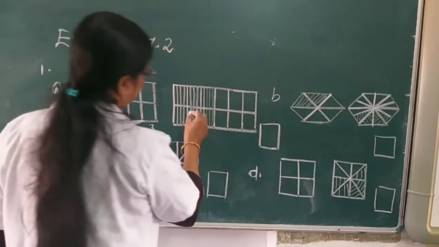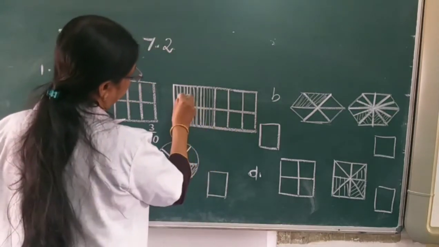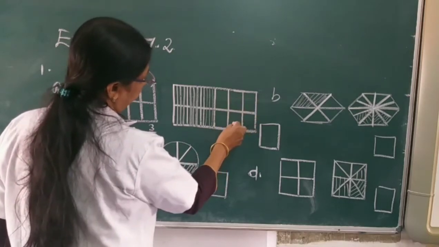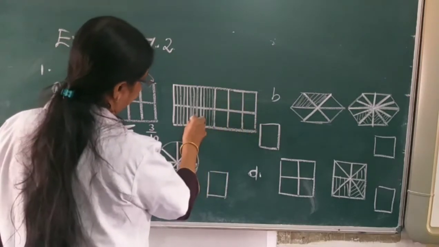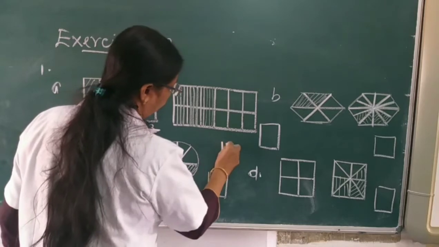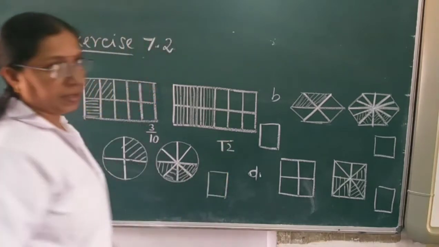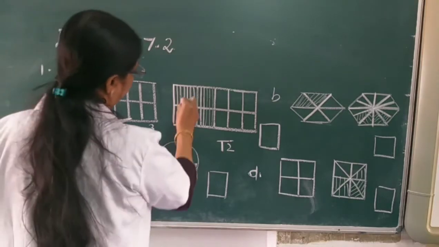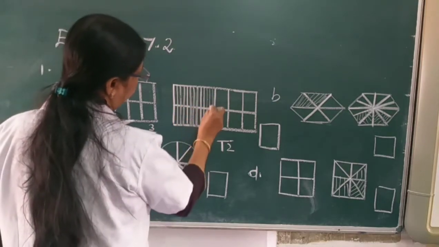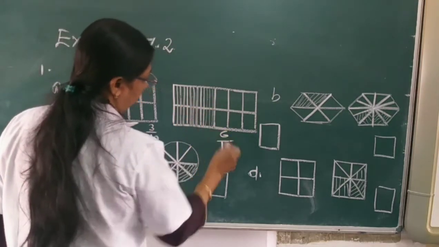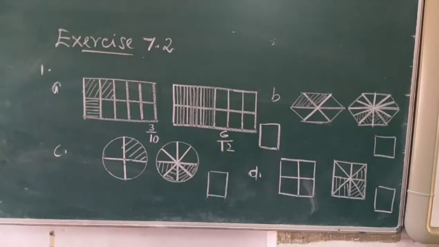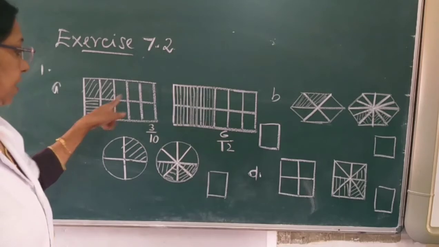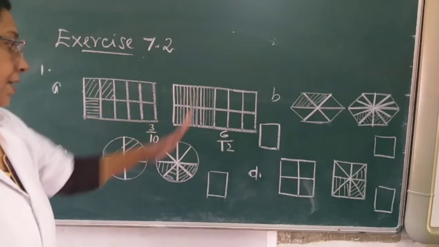And this fraction, see how many equal parts are here? 1, 2, 3, 4, 5, 6, 7, 8, 9, 10, 11, 12. 12 is the denominator. Total parts 12, that represents the denominator. Then how many are shaded? 1, 2, 3, 4, 5, 6. 6 out of 12. This is the fraction to represent this shaded region.